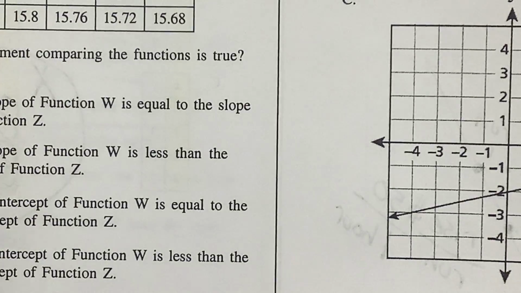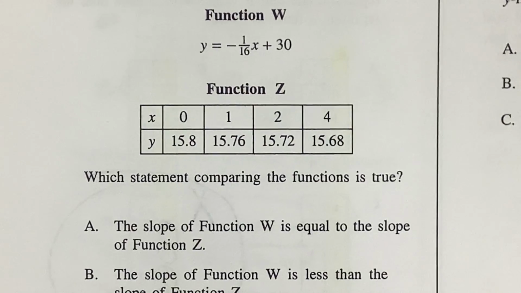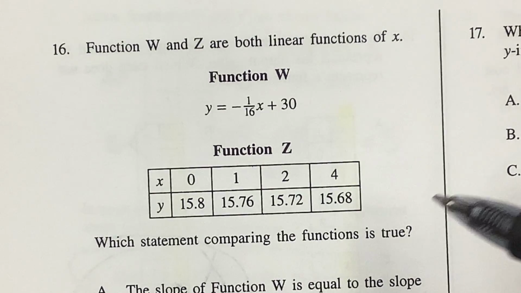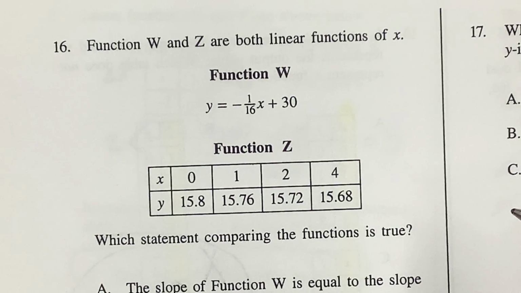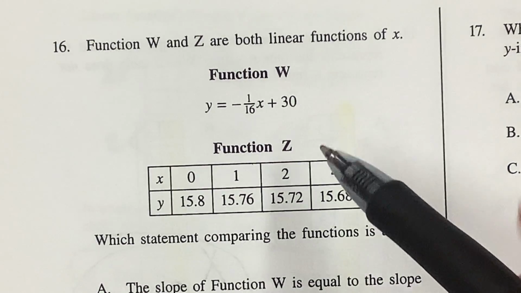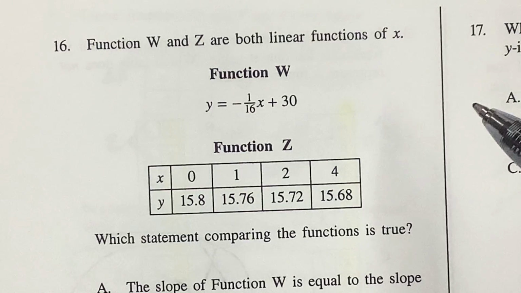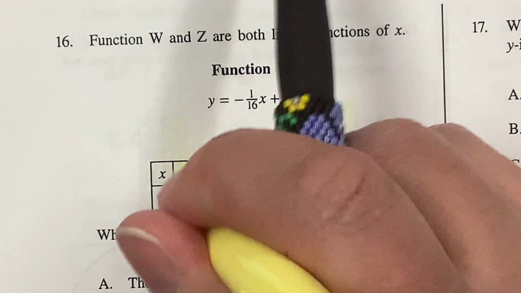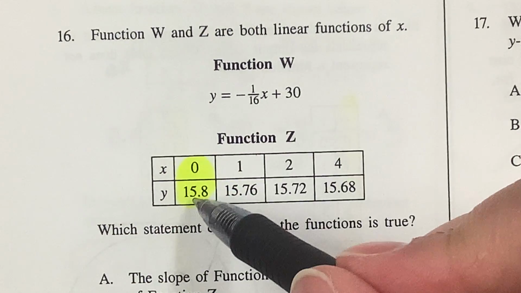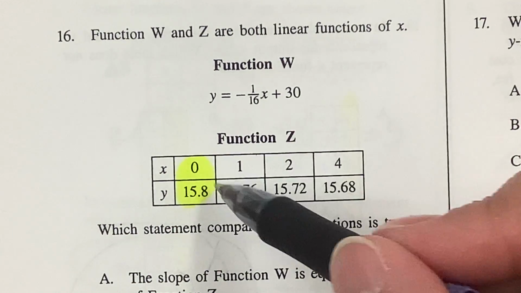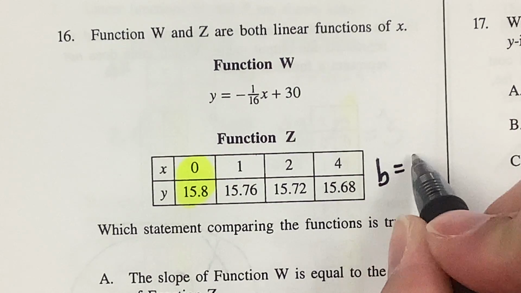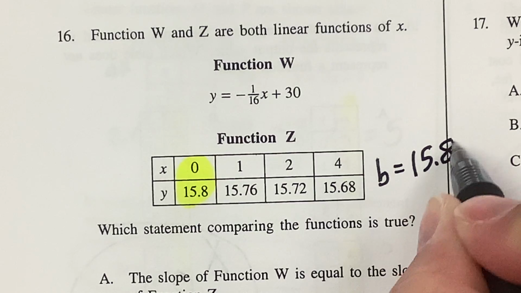All right, functions w and z are both linear. Thank goodness they told us we don't have to figure it out for ourselves. That's nice. All right, which statement comparing the functions is true? I like it when they're both written as equations because it makes it easier for me. So let's take a look at this one. Here we go. B is the y value when x equals 0. So for function z, I already know b equals 15 and 8/10.